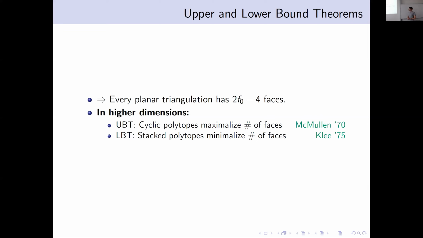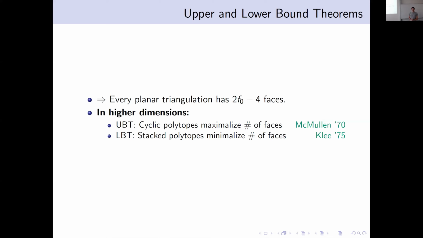And on the other hand, for simplicial polytopes, the minimal number of faces is obtained by so-called stacked polytopes. And stacked polytopes are basically built as you start with a tetrahedron, and then you just put a vertex very close to one of your faces. And then, if you do the convex hull, you obtain a new polytope, and then you add a vertex very close to one of its faces, and so on.